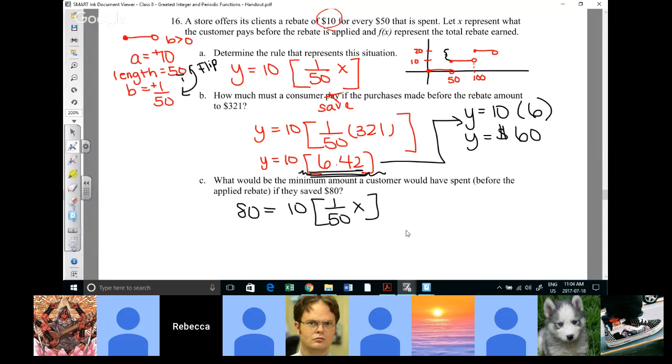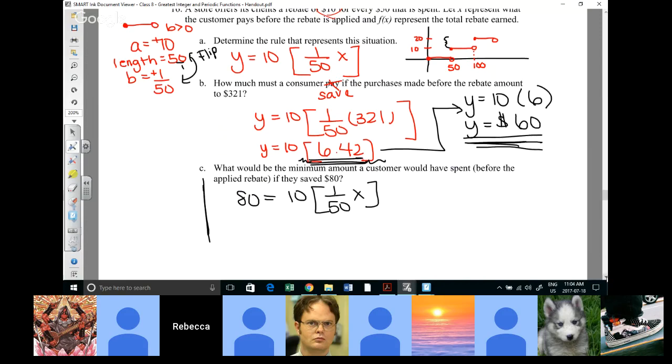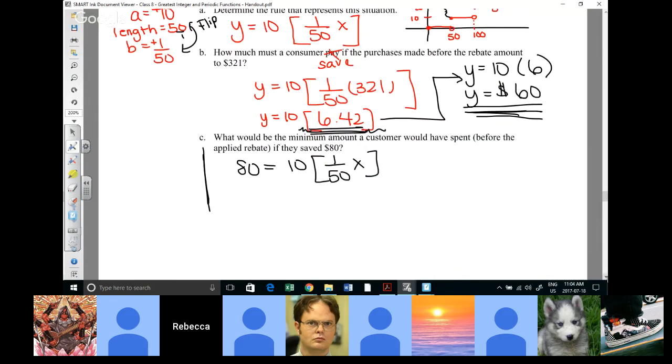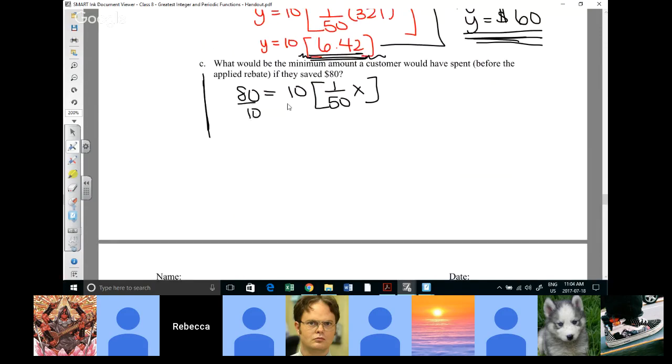Yes. No. This is not a closed dot. This has nothing to do with closed or open dot. When we're solving for closed and open dot, it is the x value. So here I divide by 10. So I get 8 is 1 over 50x. Remember, we drop the brackets and solve. So 50 times 8 is 400.